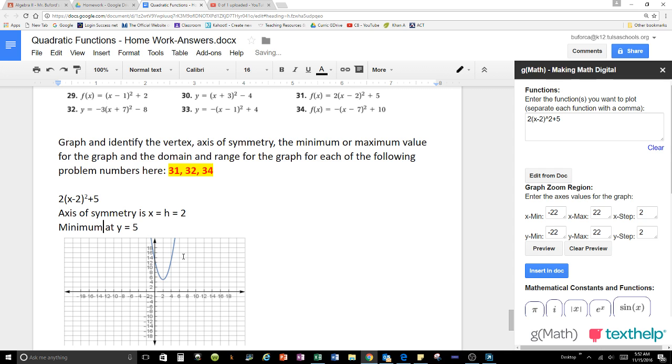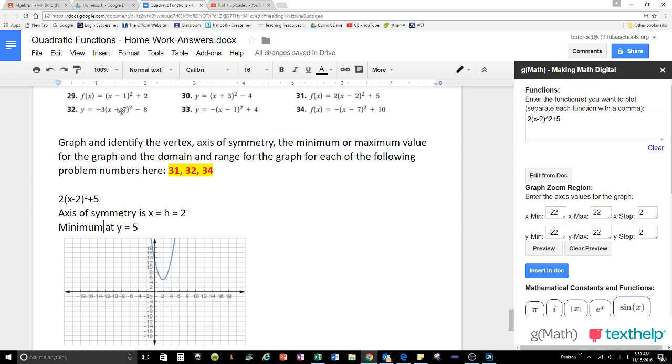Minimum. Okay? Alright, so let's go to our next one. 32. 32 is y equals minus 3 times (x plus 7) squared minus 8. So let's analyze this. We've got a minus 3, and since that 3 is bigger than the 2, it's going to stretch it a little more than this 2 stretched this. But it's going to be negative, which means that instead of opening upward, it's going to open downward.